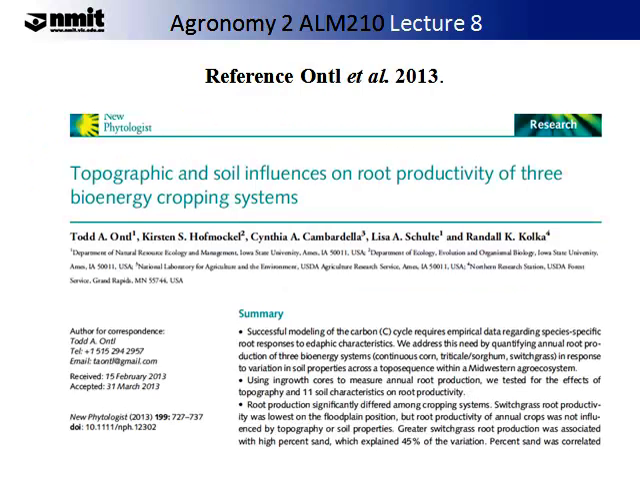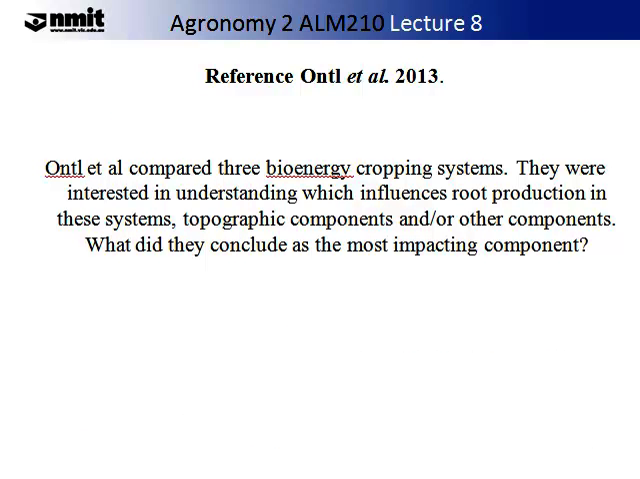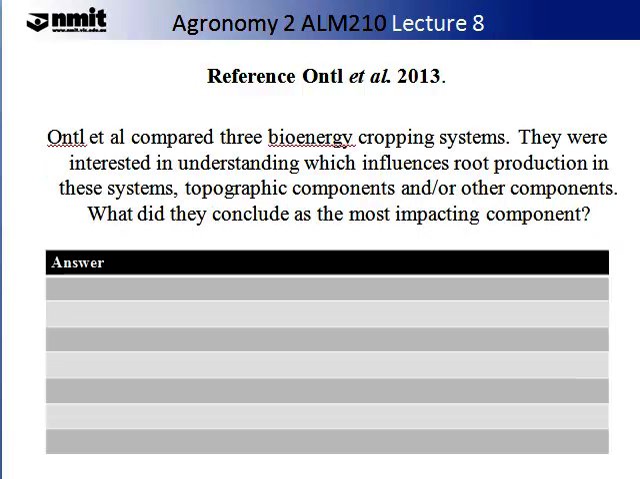On Moodle is attached the following reference. Please read this before attempting to answer the following question. Ontal et al. compared 3 bioenergy cropping systems. They were interested in trying to find out what influences root production in these systems, topographical components or other components. Please write a short paragraph about what they concluded as the most impacting component. What did they conclude was the most impacting component on the bioenergy cropping systems?